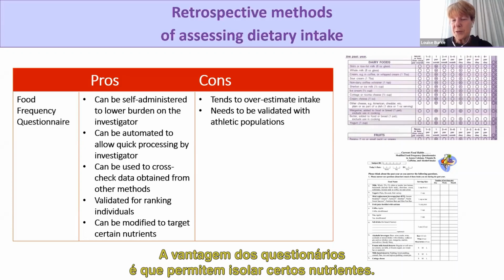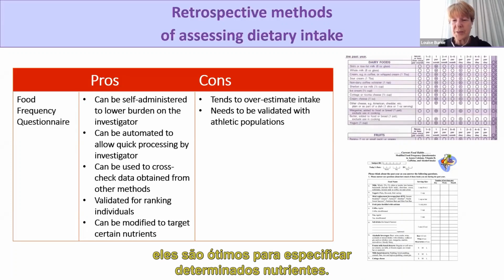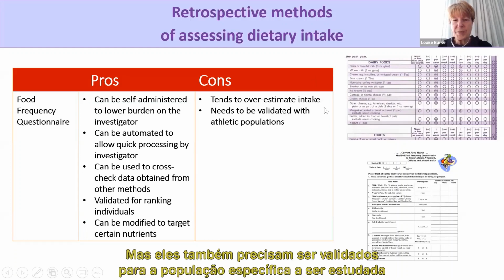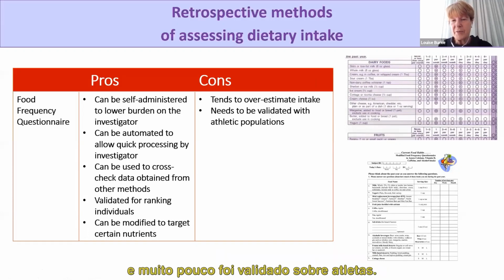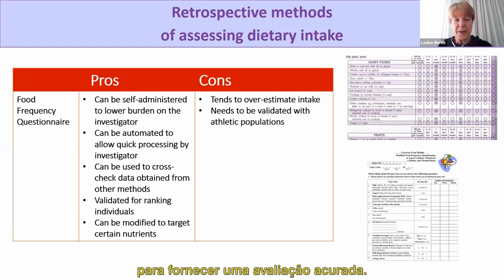Now, many of these questionnaires are good for being able to isolate certain nutrients. If you're interested, for example, in dairy intake or caffeine intake, they're very good at being able to specify specific nutrients. But they also need to be validated with the particular population you're interested in, and very few of these have been validated with athletes. So while they're useful, they may not be enough on their own to give you a very accurate assessment.